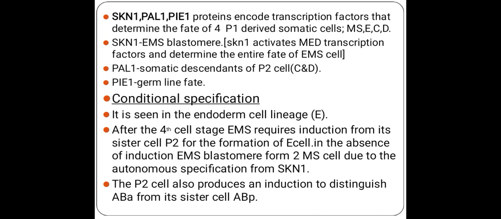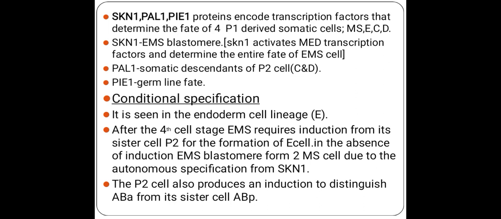SKN1, PAL1, PIE1 proteins encode transcription factors that determine the fate of the P1 derived somatic cells: MS, E, C, D. SKN1 in the EMS blastomere activates MED transcription factors that determine the entire fate of the EMS cell. PAL1 specifies the somatic descendants of the P2 cell, and PIE1 the germ line fate.